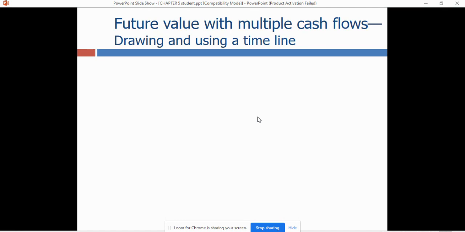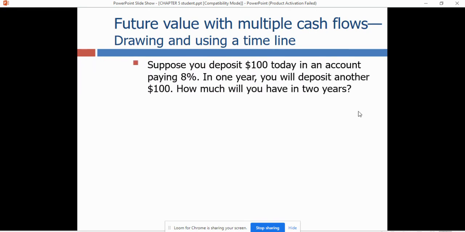All right, so now we have a different scenario where you have multiple cash flows. Previously, we had just one lump sum, or the same amount repeating. So now we have a different scenario: if you deposit 100 today in an account paying 8%, in 1 year, you will deposit another 100. How much will you have in 2 years?